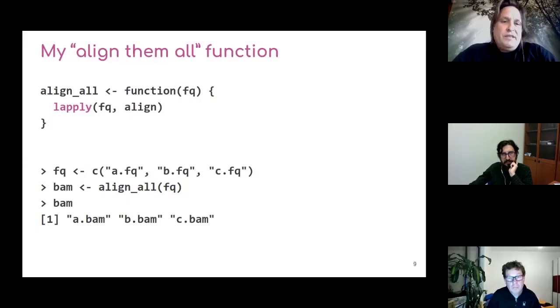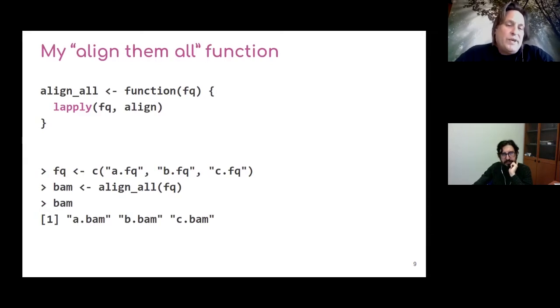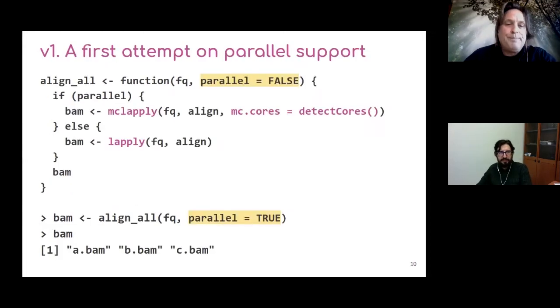So let's consider this simple case where I want to write a function called align_all, and that will just encapsulate and hide that lapply call. So in my sequential implementation, it looks like this. I just pass the vector of FASTQ files, and I call lapply on that, and then that will call align over each element. And the user would just call the function align_all on the FASTQ files, and it will work as expected.